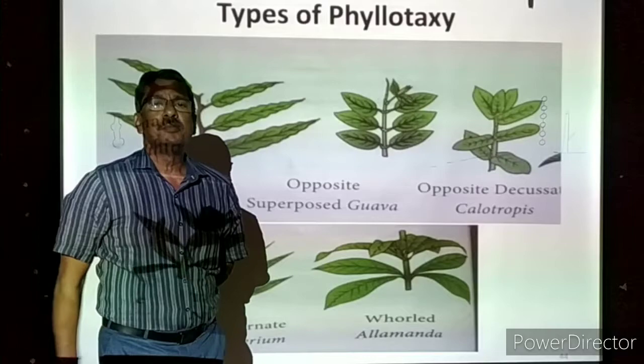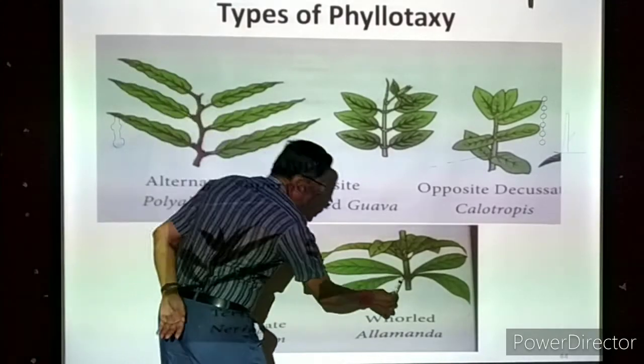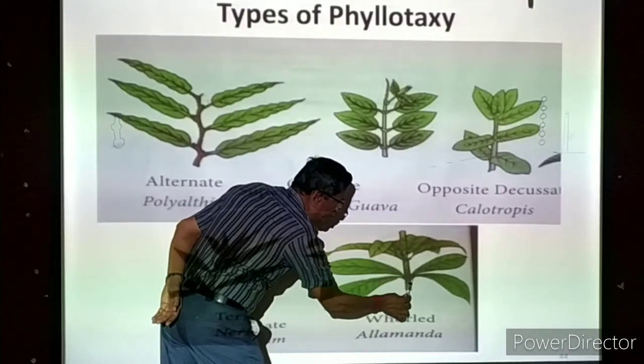Whorled phyllotaxy means many leaves are arranged circularly around each node. Now this is one node. This is a stem. One node is there.